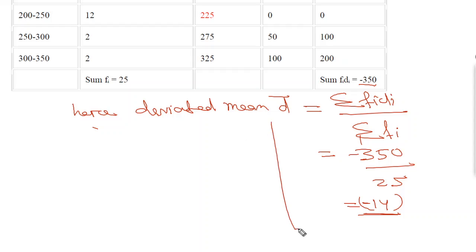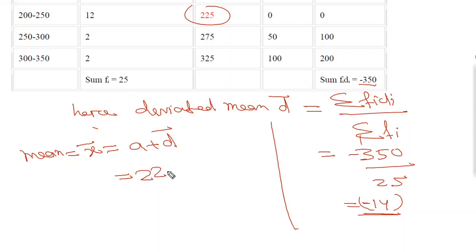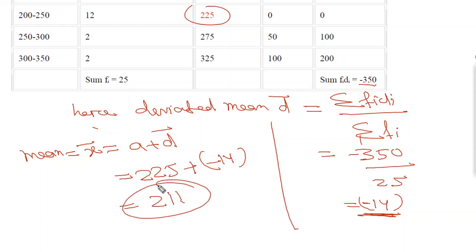Now we will find the mean. You know that you can write mean x bar equal to A plus deviated mean. You know the value of A, 225. So 225 plus D, which is minus 14, will be equal to 211. So this is your mean.